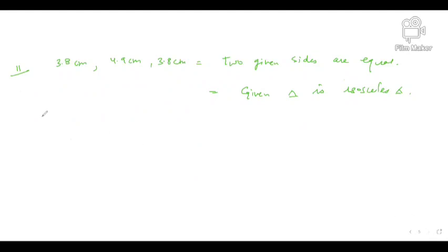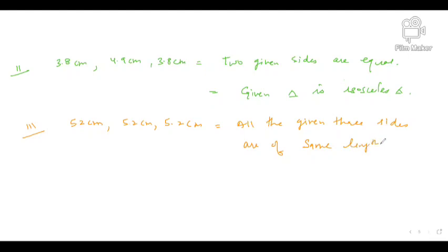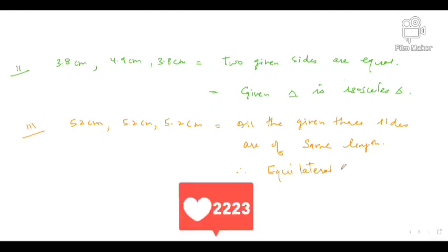Now, the third part is given as what? 5.2 centimeter, 5.2 centimeter and 5.2 centimeter. As we can see, all the given three sides are of same length. Therefore, the triangle is equilateral triangle.